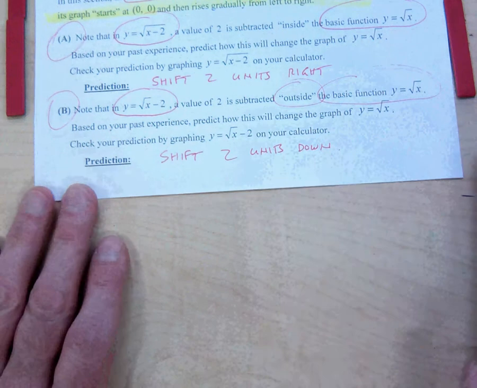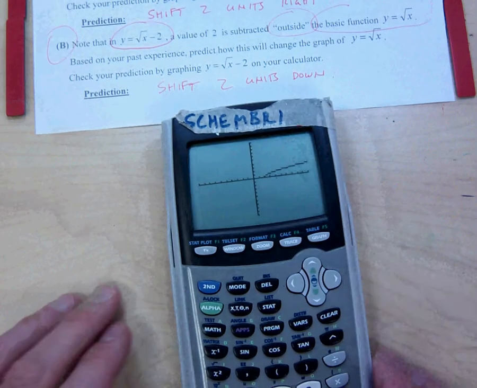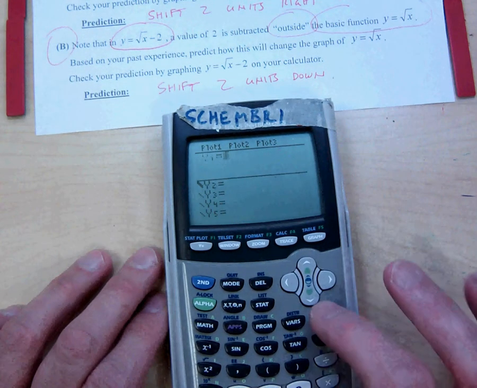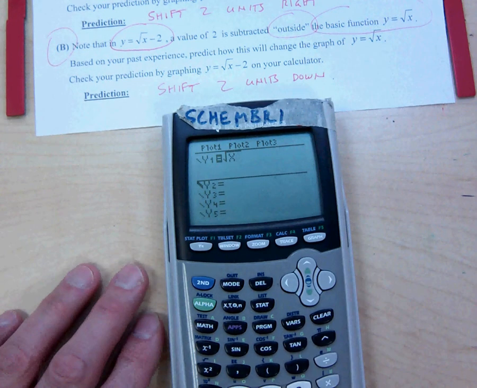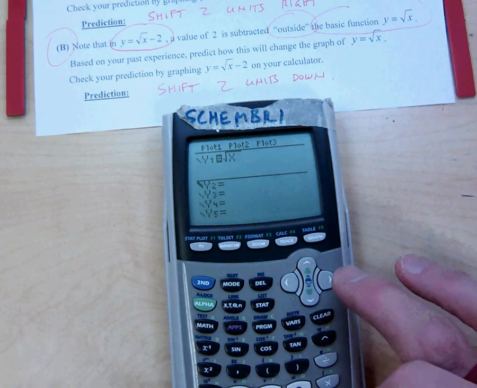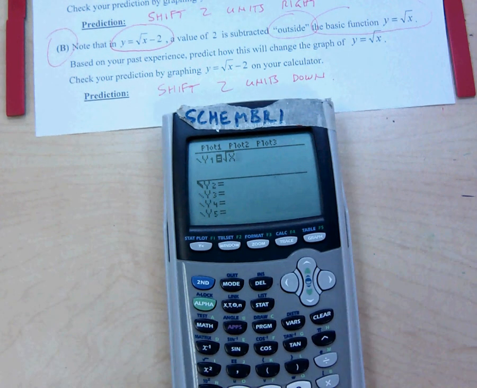Ready? By the way, how do I get out of the square root? Because if I just keep typing, it'll stay inside the square root. Hit the right arrow button, and that'll take me outside the square root.